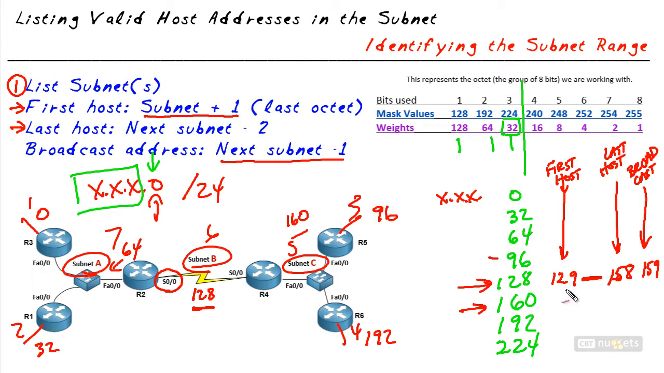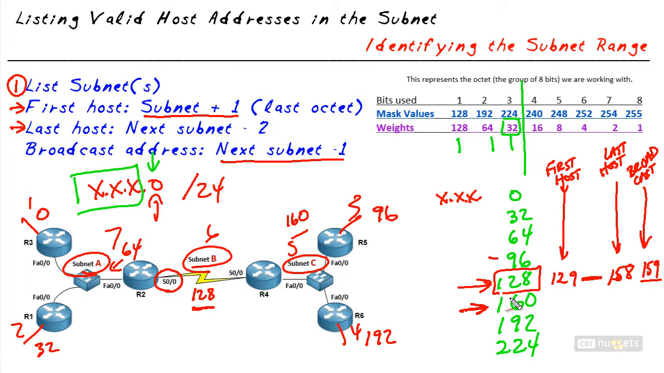First valid host is 129, last valid host is 158, and regarding this subnet right here, the broadcast address that we would associate with this subnet is 159. One more IP address higher, and we're looking at the next subnet. So let's play that game again.